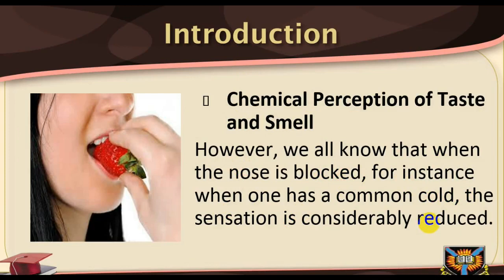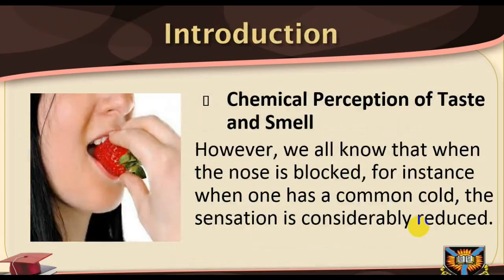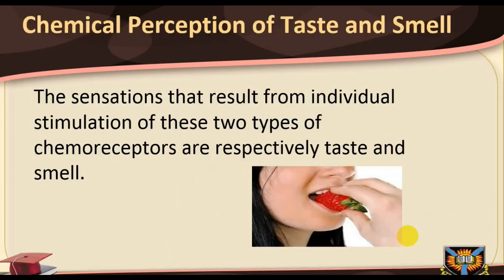This is because it results from a combination of stimulation of chemical receptors, chemoreceptors, in the nose as well as the mouth. The chemoreceptors in the mouth are called gustatory receptors, and those in the nose are olfactory receptors. The sensations that result from individual stimulation of these two types of chemoreceptors are respectively taste and smell.